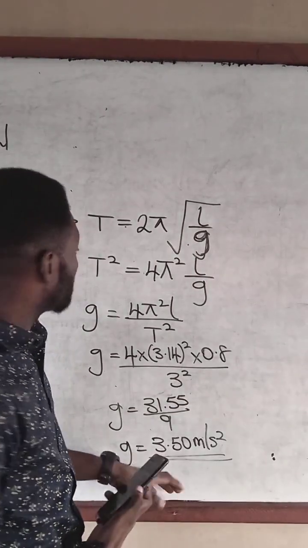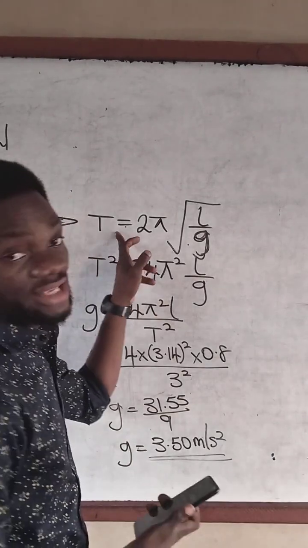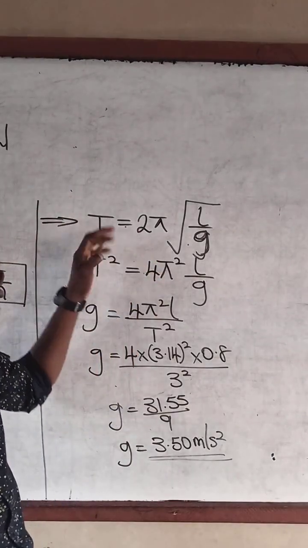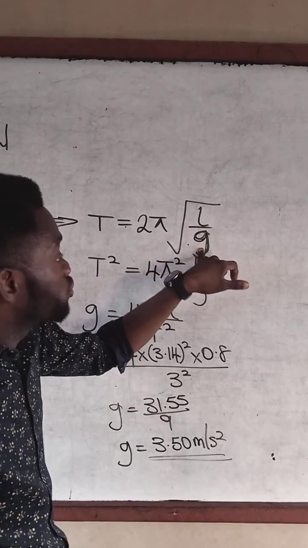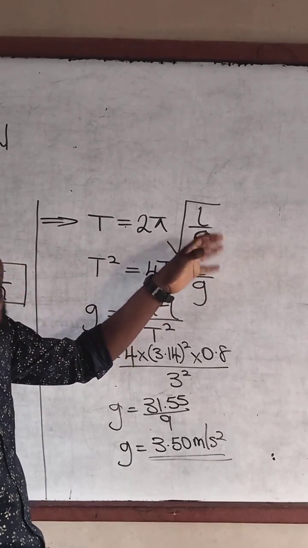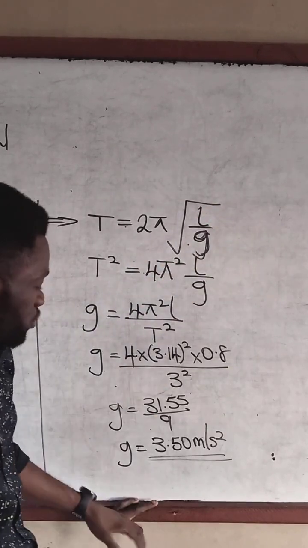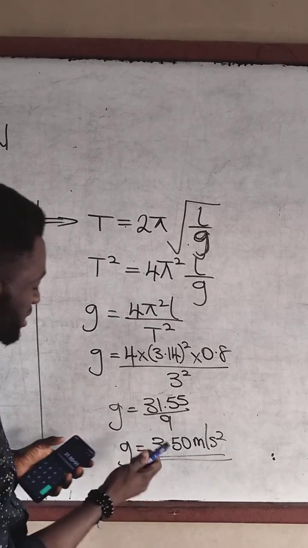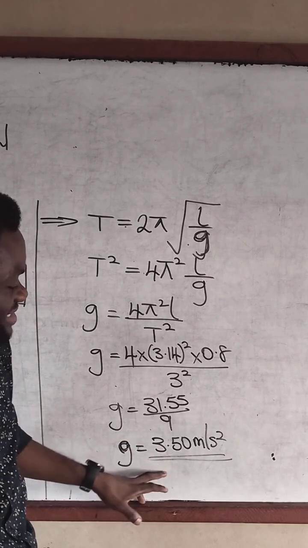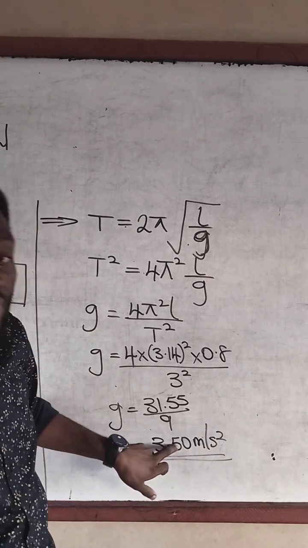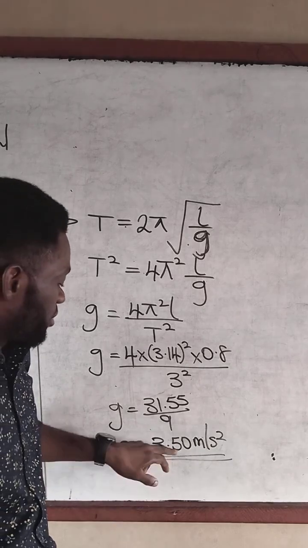And do not forget one of the reasons why this formula is used. It is used to obtain an experimental value for acceleration due to gravity and how it changes from one location to another. As we can see in this particular question, the acceleration due to gravity on this particular planet is 3.5 meters per second squared.